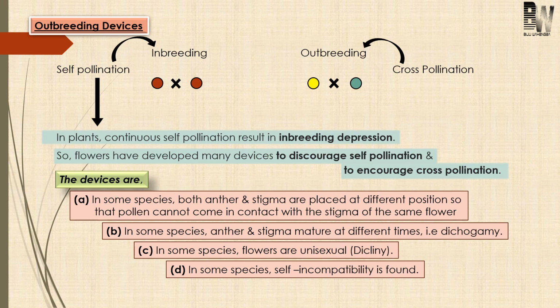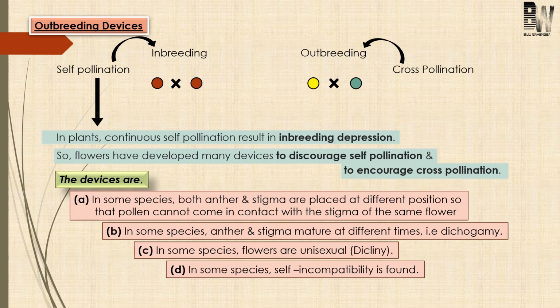Come to point number 1. In some species or in some plant, what happens? The anther and stigma are placed at different position. So question is why they are placed at different position. Actually they are placed at different positions just to prevent the pollen grain from coming in contact with the stigma of the same flower, okay, and thus self-pollination will be prevented.